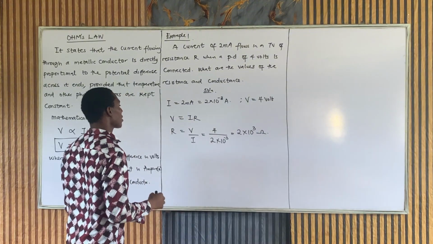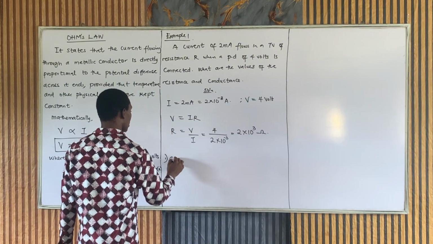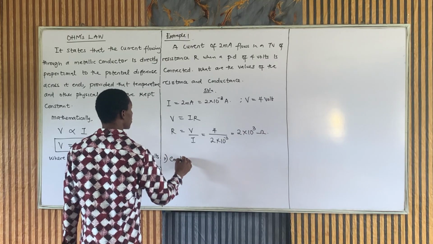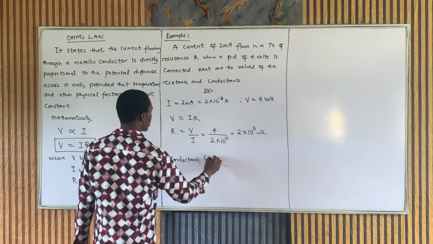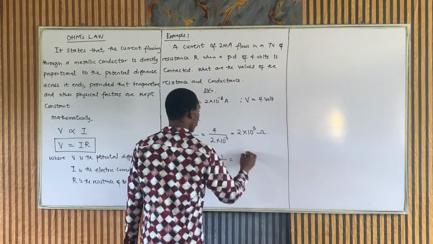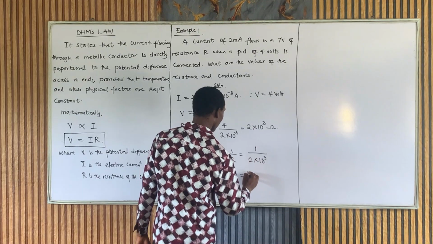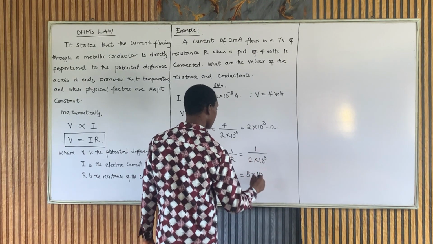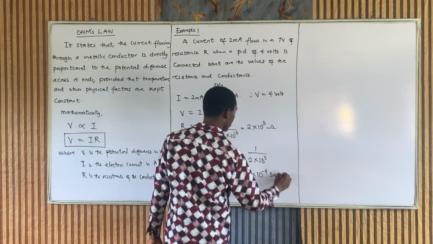Then lastly, the conductance. Conductance is represented with G. It's just 1 over resistance. So that's 1 over 2 times 10 raised to the power 3. This will give us 5 times 10 raised to the power minus 4 Siemens.